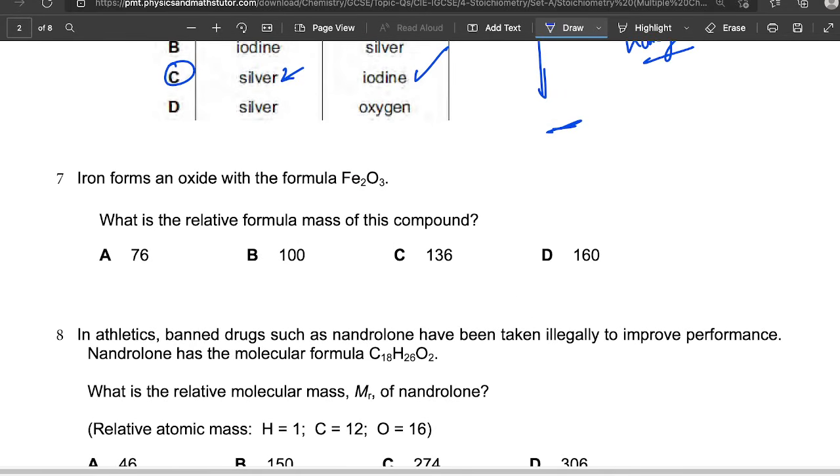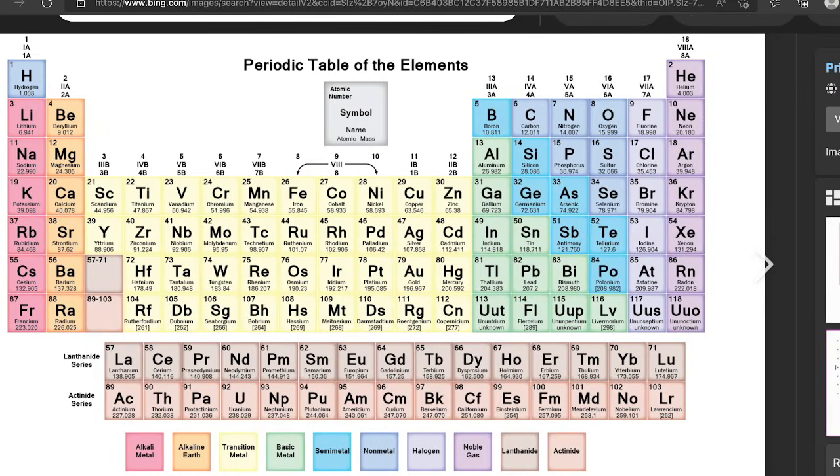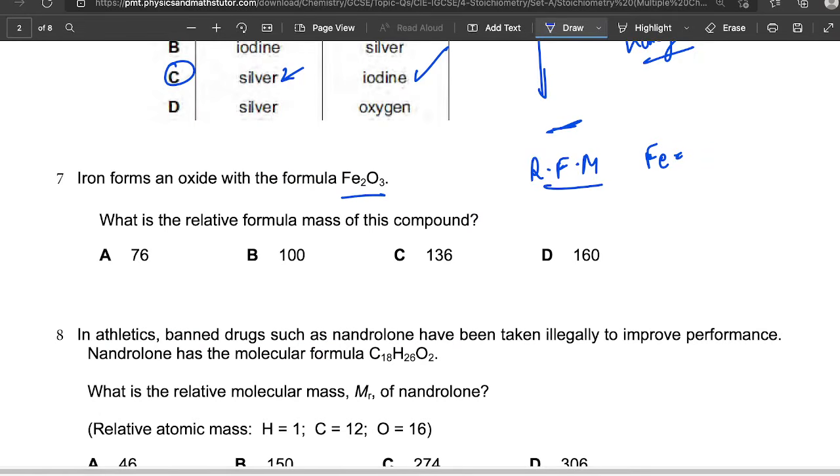Number 7, it says iron forms an oxide with the formula Fe2O3. Find the RFM. Okay, so we have to find the RFM of this. Again, quite simple. Use the help of your periodic table and just add. So let's see. For iron, it is 59. I'm not sure which one. Let me just check.